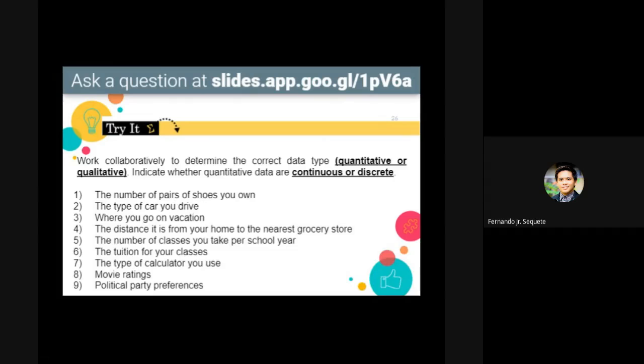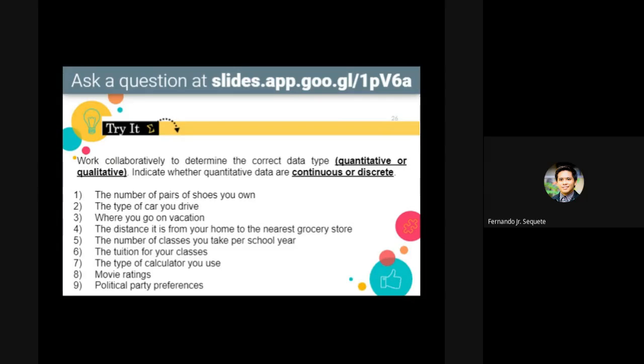Number six, the tuition for your classes. Quantitative, but the answer is continuous, not discrete, no? Sir, why is it not discrete? Remember, discrete is counting.